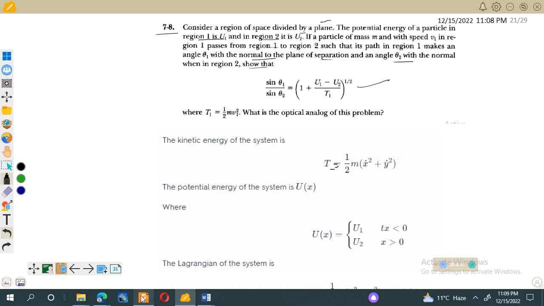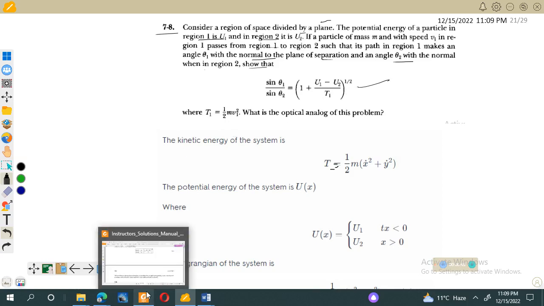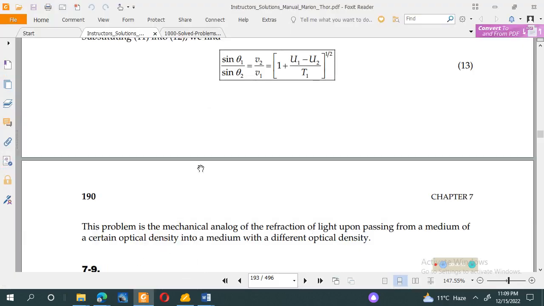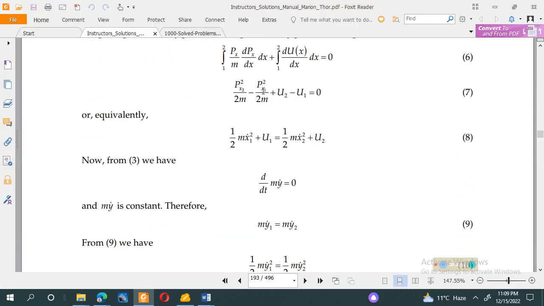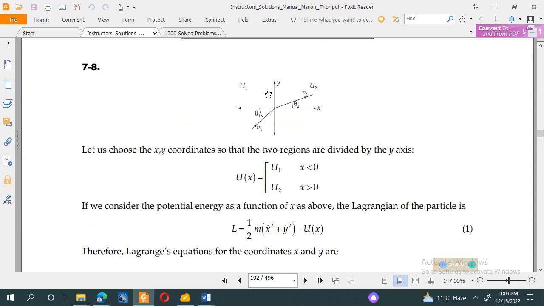First we will draw a diagram so that we can illustrate it. This is our region 1 in which the particle has potential energy U1, and this particle has velocity v1 which is striking at angle theta 1 with the vertical. Then it goes to region 2, this region. It has potential energy U2 and it exits with velocity v2 at angle theta 2 with the vertical.